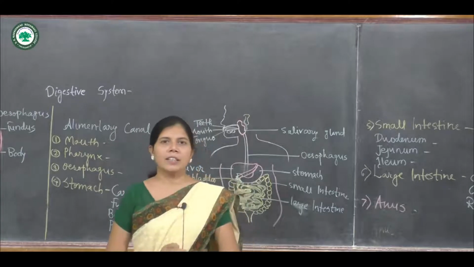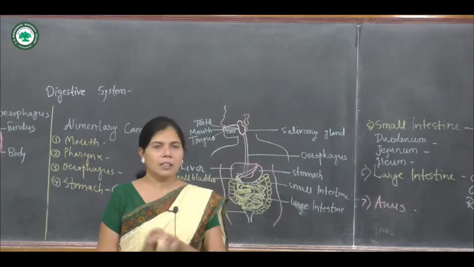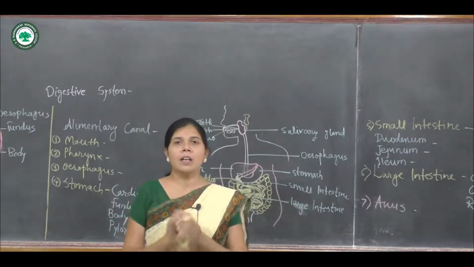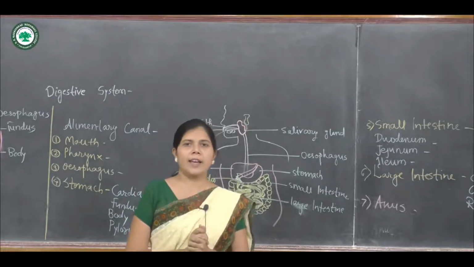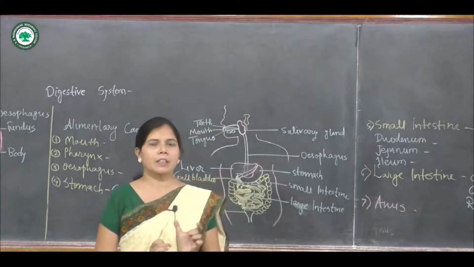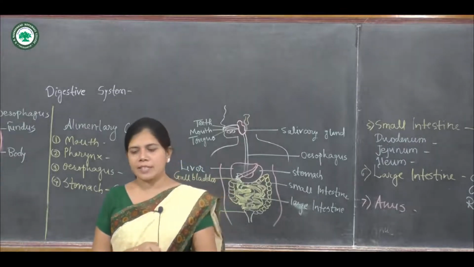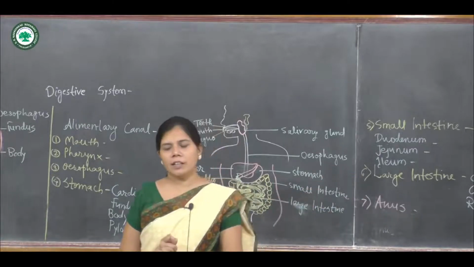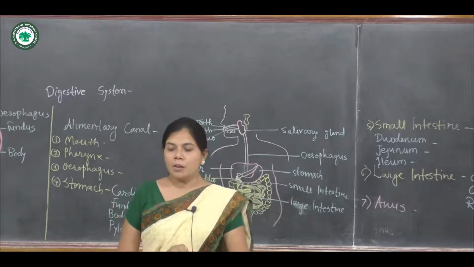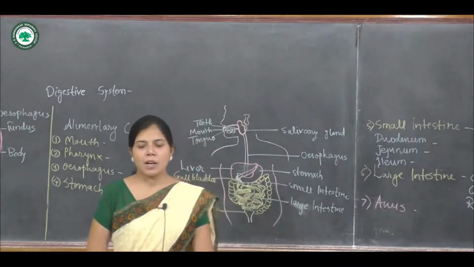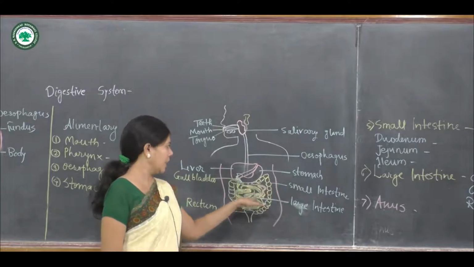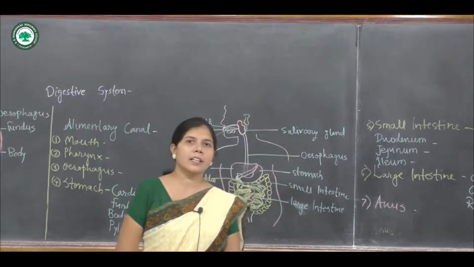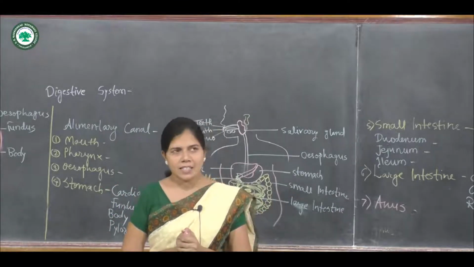It is wider than the small intestine but shorter, meaning the length of the large intestine is less than the small intestine, but the diameter is more. It consists of the caecum, colon and the rectum. The first part is the caecum, a small blind sac present at the junction of the ileum and colon. The caecum is 6 centimeters in length.